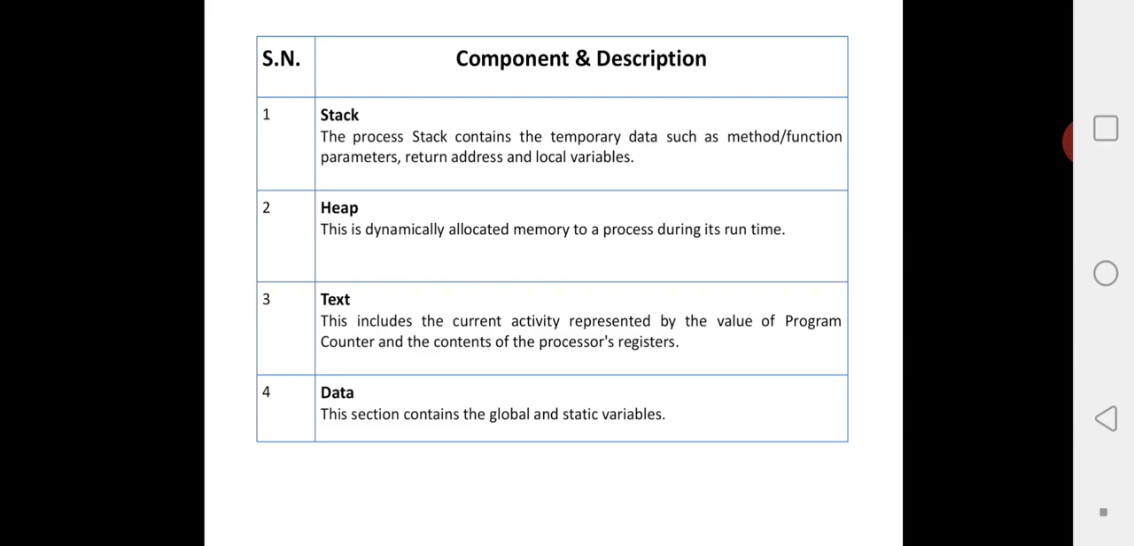Next one is text. This includes the current activity represented by the value of the program counter and the contents of the processor's registers. So in text, it contains the value of the program counter and the processor's registers. Fourth one is data. This section contains the global and static variables. All of you have already studied what are global variables and static variables in C programming. Those things are stored in the data section.